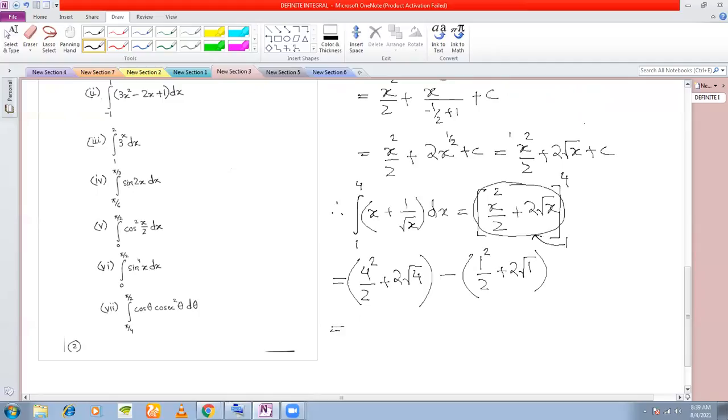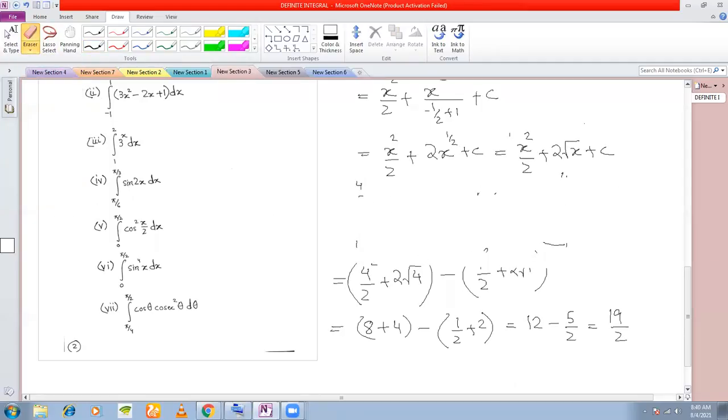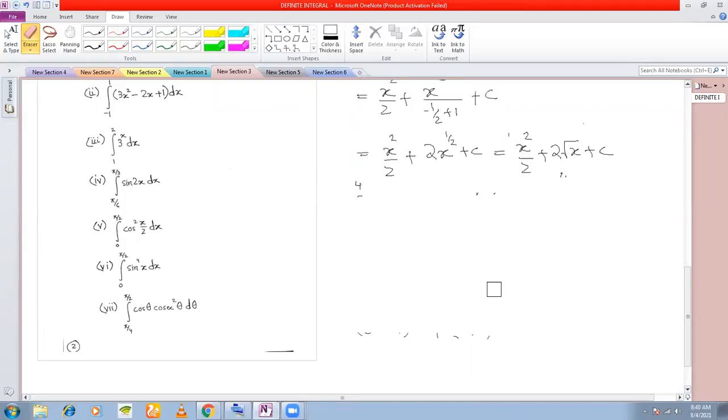So this becomes 16 by 2, which is 8, plus 2 into 2, which is 4, minus half plus 2. So this is 12 minus 5 by 2, so 24 minus 5, 19 by 2. And that's your answer. Is definite integration clear? We do the next one, and then we can take a 10 minute break.